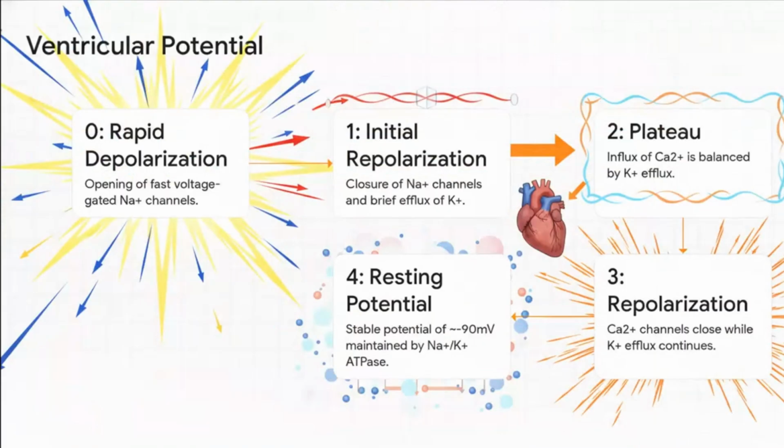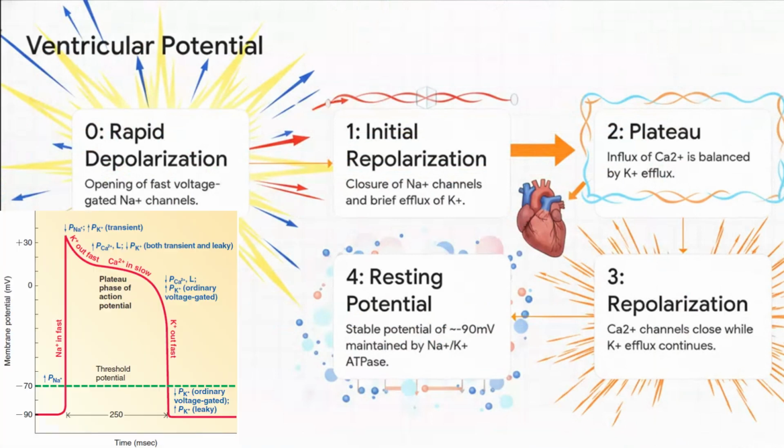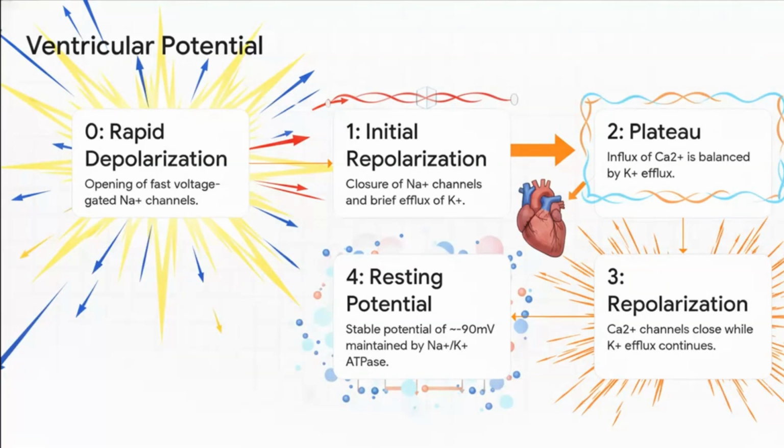Let's walk through these 5 phases. Phase 0 is an explosive, rapid depolarization caused by a massive influx of sodium through fast channels. After a brief little dip in phase 1, we hit the all-important phase 2, the plateau. Here's what's happening. Calcium is flowing into the cell while potassium is flowing out. They kind of balance each other, which holds the cell in a depolarized state. This prolongs the contraction, gives it its power, and, this is critical, creates a long refractory period that prevents the heart from going into tetanus. Then, finally, phase 3 is repolarization, and we return to the stable resting state of phase 4.